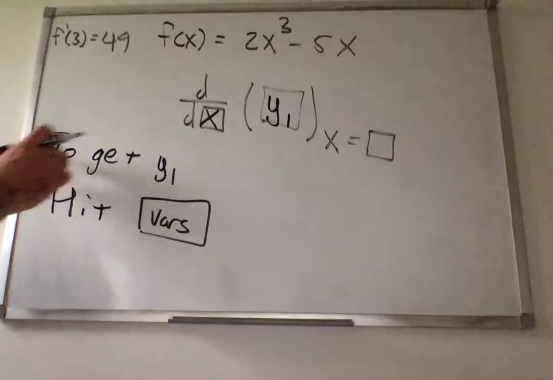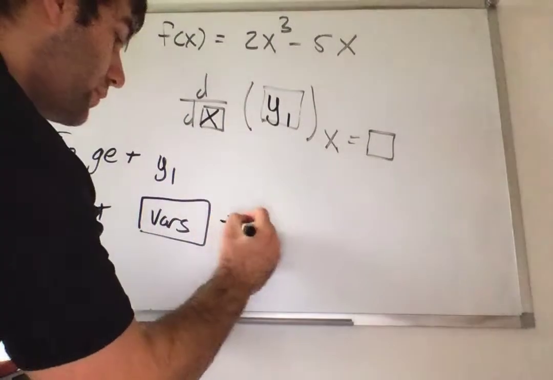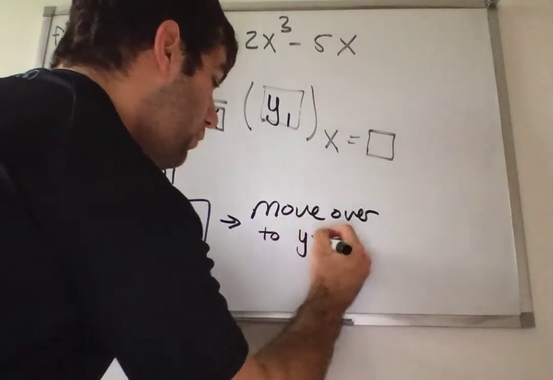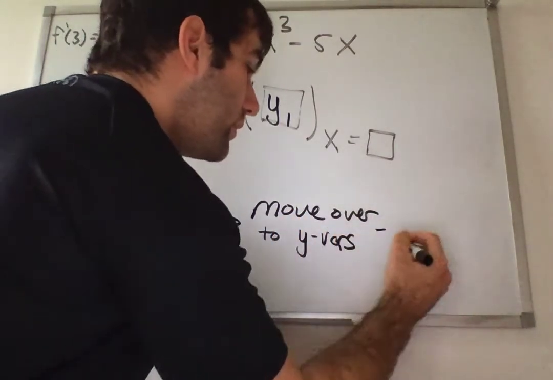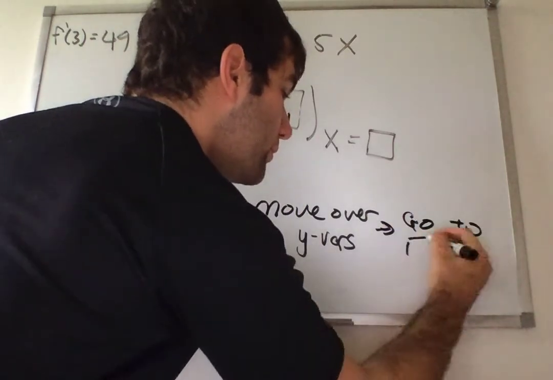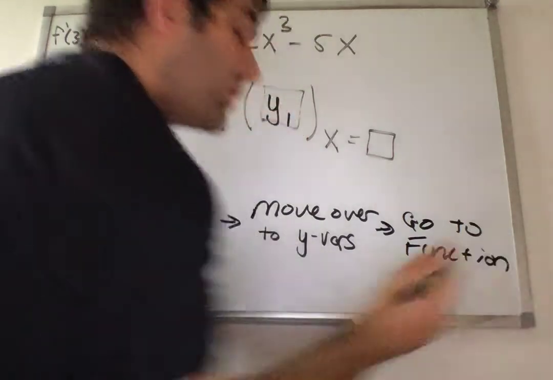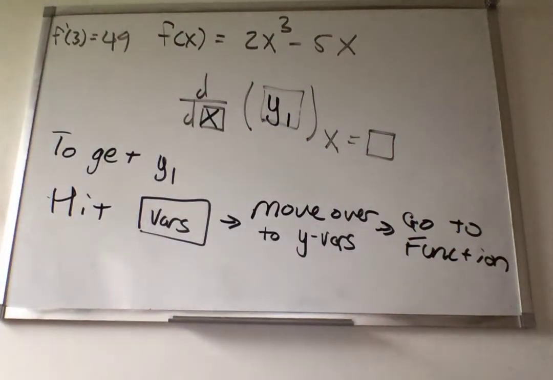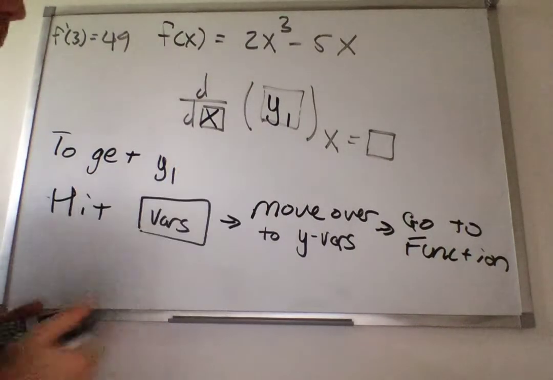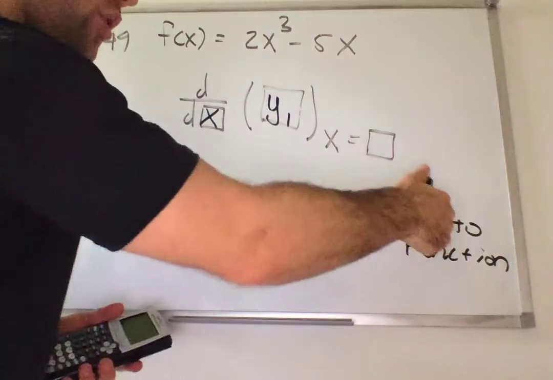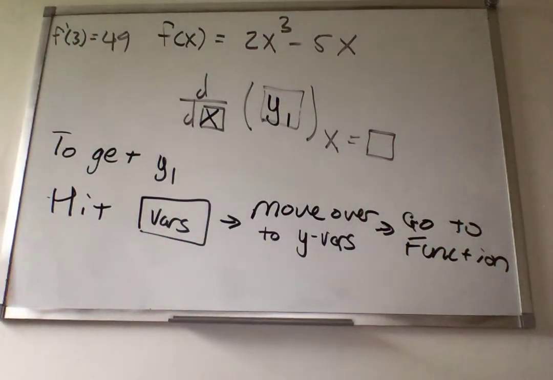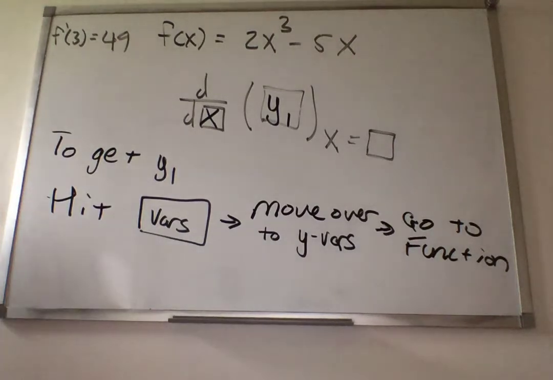Okay, so to get y1, hit vars, move over to y vars, and go to function. So to get y1, hit the vars button, scroll over to the right, move over to y vars, go down to, it should be the first option, function, hit enter, and then you should see the list of y1, y2, y3, y4, and so on, okay?